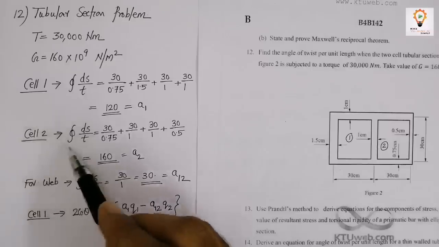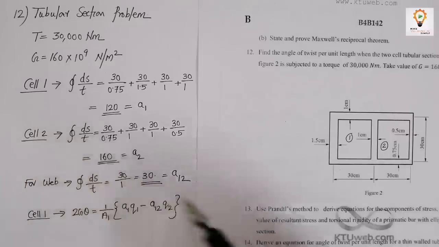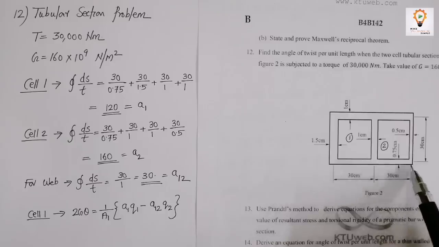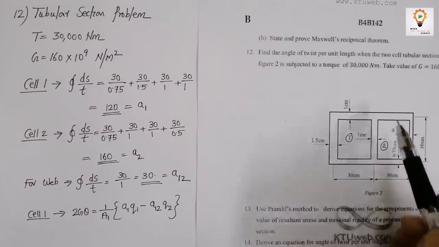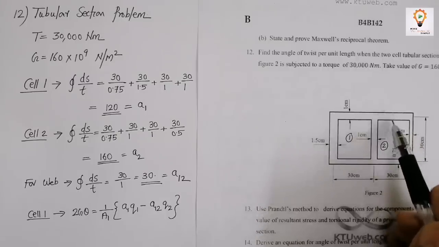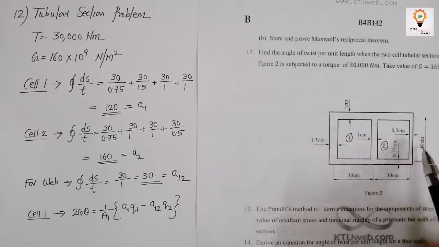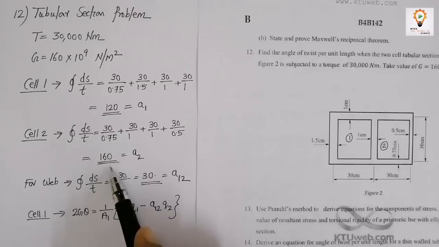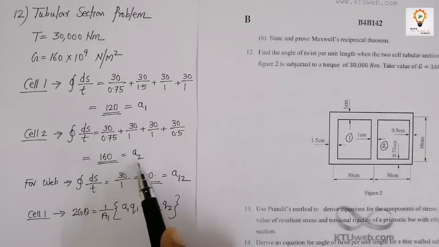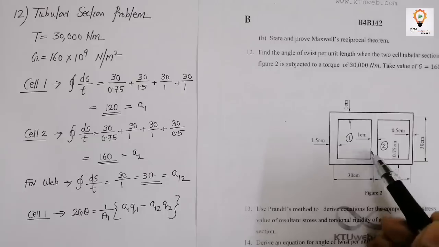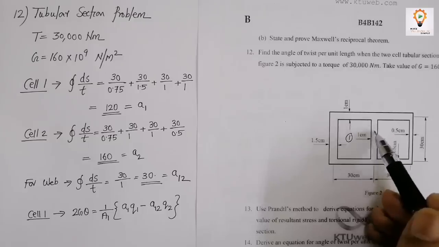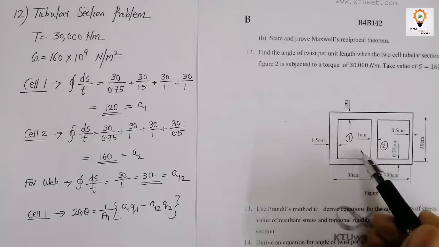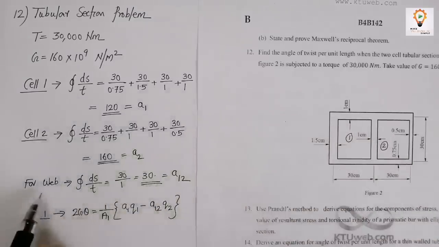Now similarly for cell 2 I am calculating ds by t, which is equal to this dimension by this thickness plus this dimension by this thickness plus this dimension by this thickness plus this dimension by this thickness, which I am getting as 160, which I am representing as a2. Now I am naming this portion as web. This common portion, which is shared by cell 1 and cell 2, I am naming as web.